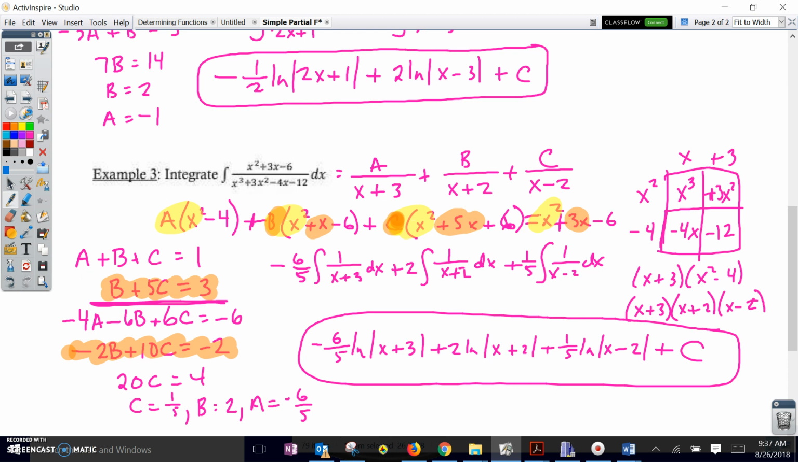And that is simple integration by partial fractions, where all we have is linear factors in the denominator when we factor it.